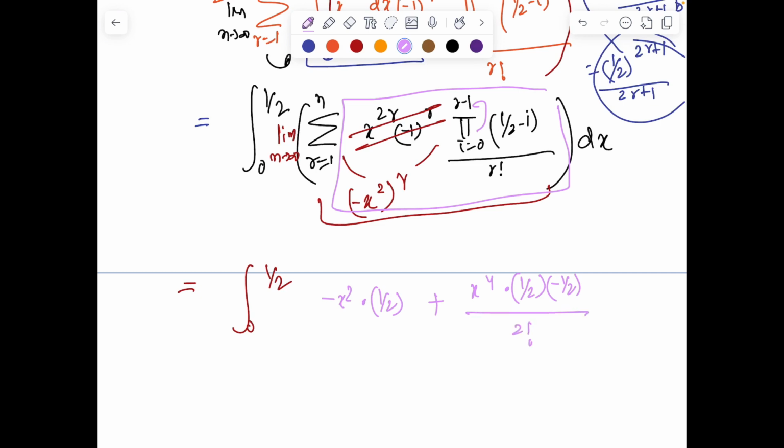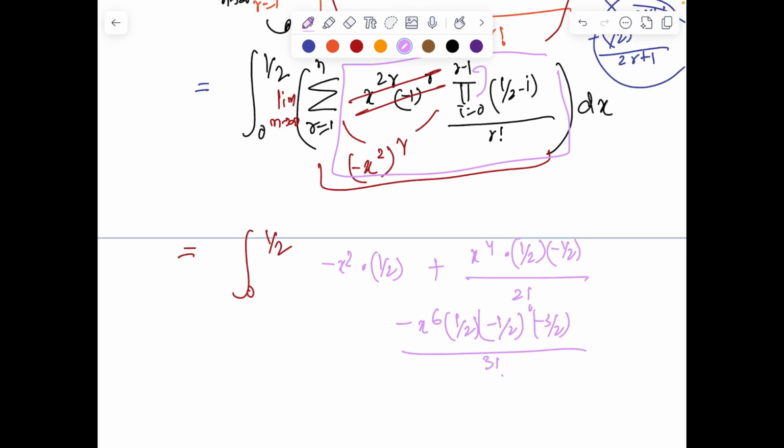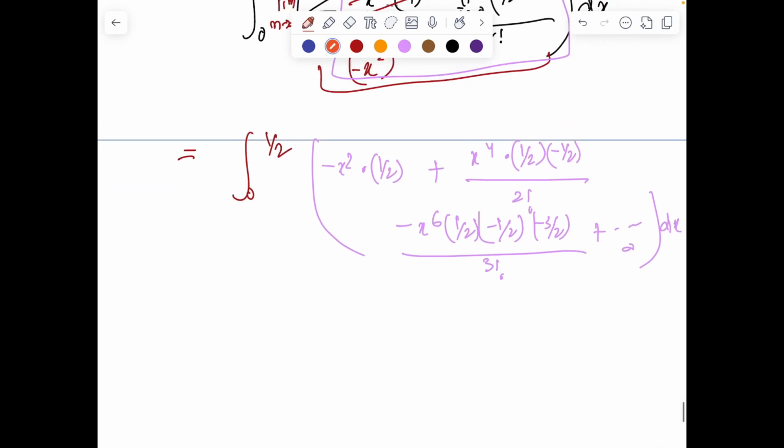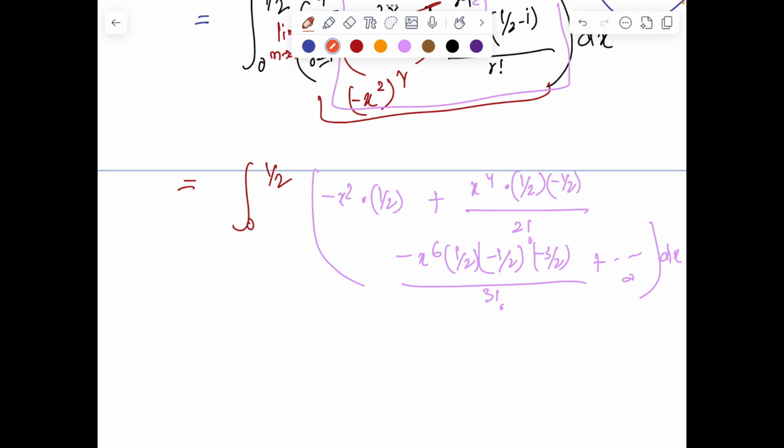Let's try one more, the third term. So we'll have -x⁶ times half, it will go till r minus 1, meaning 2: half, minus half, minus 3 by 2. I'm just decoding it to get a feel of where exactly this is going, and so on till infinity. Now you can sense the structure of a generalized binomial expression, because something, something minus 1, something minus 2, so 3 terms by 3 factorial, and so on.